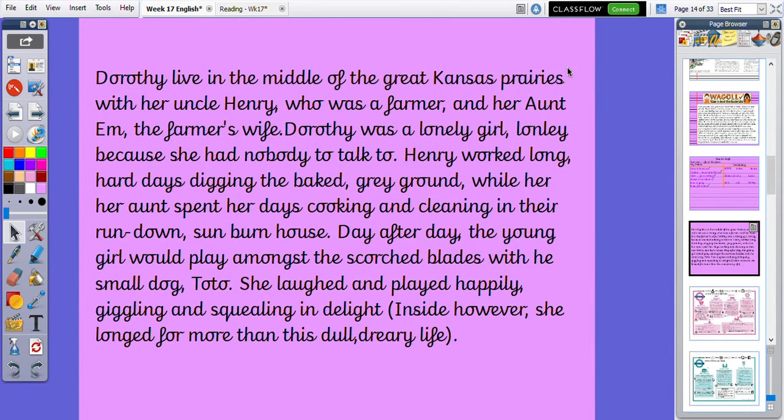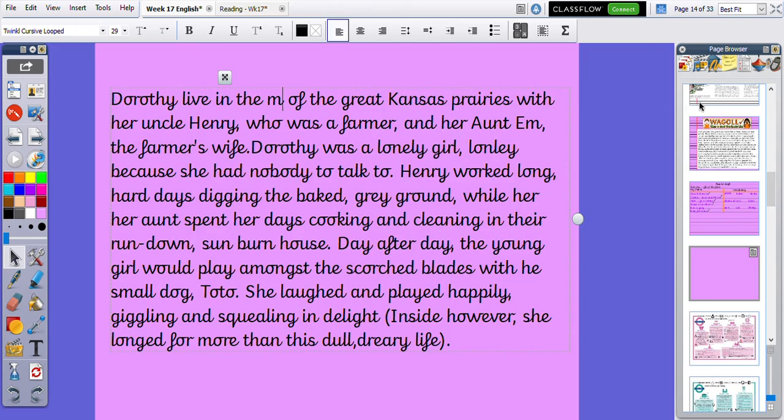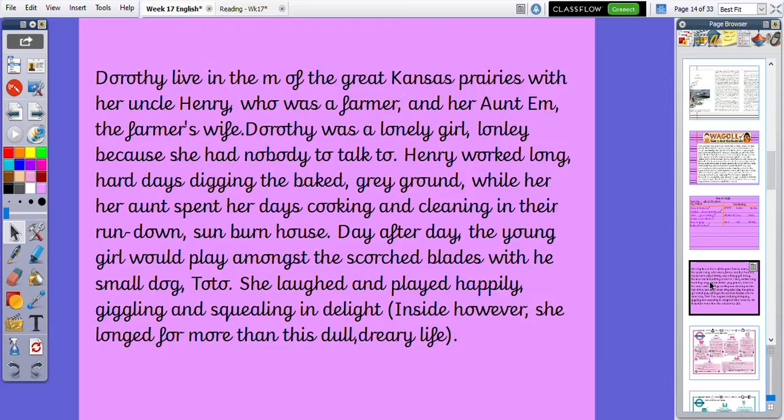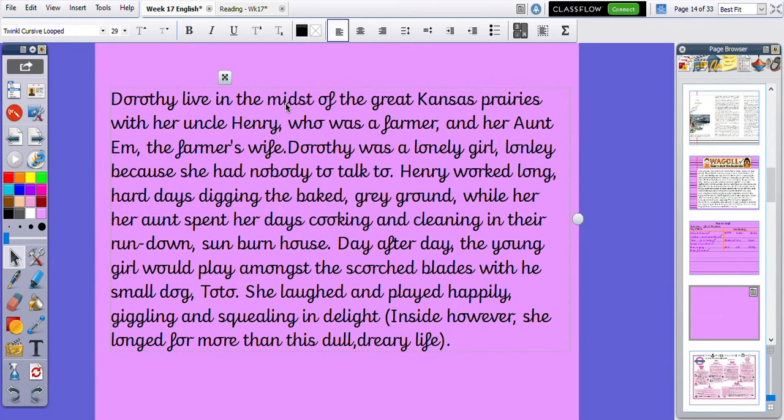So I know in my work I've used prairies. However, here I've got the word middle. But if we remember in the book, it talks about them being in the midst of. So I'm going to make mine match that, because that makes it more relevant to the book and text I am writing about, doesn't it? Okay. So again, I've got prairies. I've got the word scorched, which they use in the book quite a lot. And I think that's it so far.